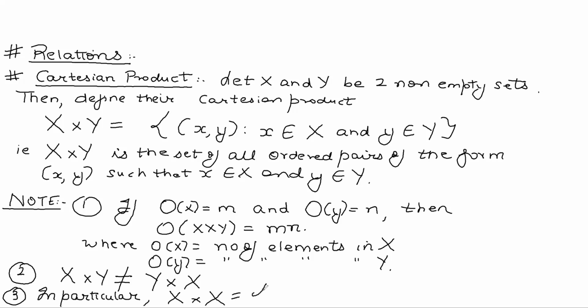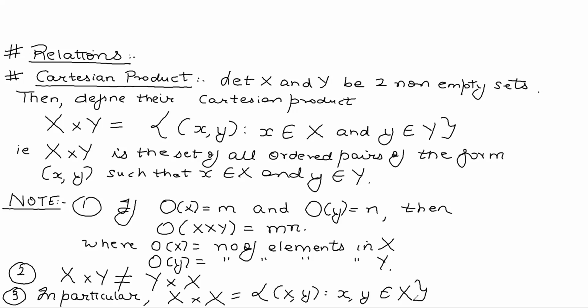X cross X will be the set of x comma y such that both x and y belong to the set capital X. So when we talk about Cartesian product of X cross X, it is the set of x comma y such that both x and y belong to the set capital X. So I hope all the students attending the lecture have understood the definition of Cartesian product and the 3 points in the note. So, please ask your doubt.